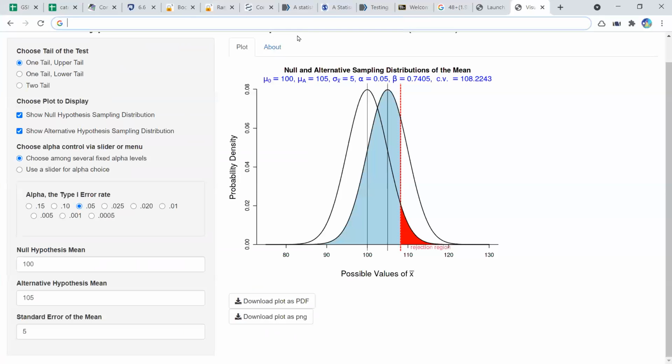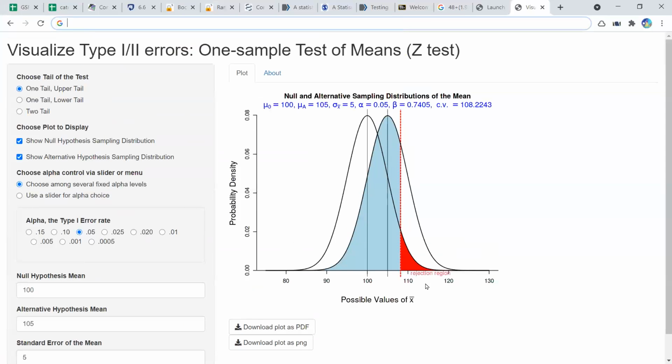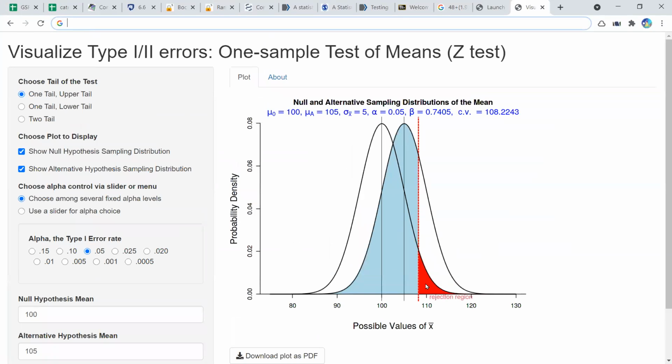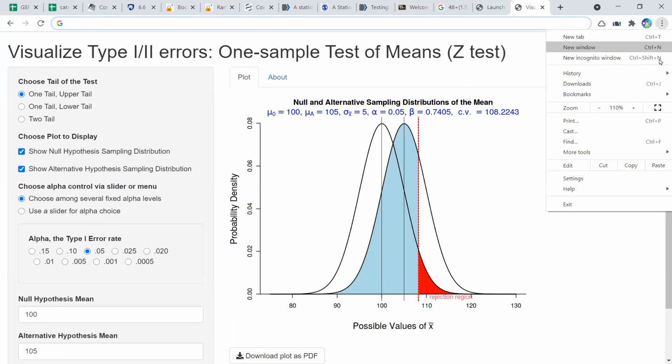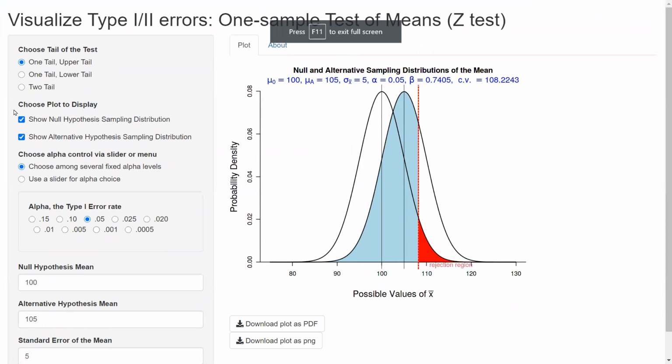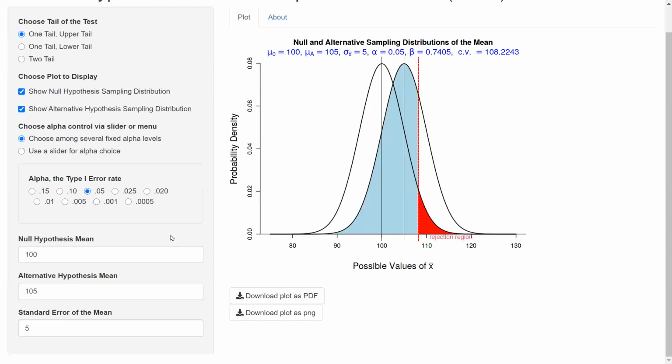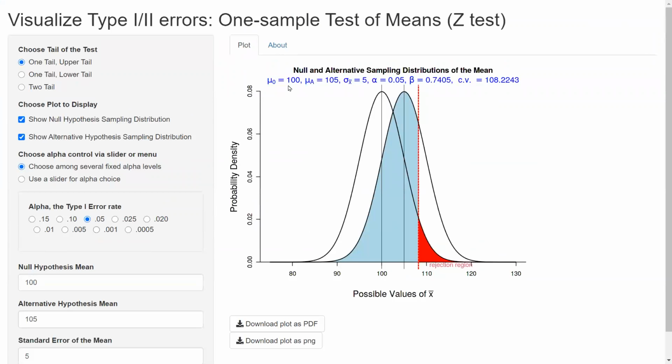Let me increase the size of this, and I'll take you on a tour of this Shiny app that helps you visualize type 1 and type 2 errors. Just like the Shiny apps you've seen so far, there is a left-hand panel with various controls and options, and a right-hand panel that visualizes the output of the options you chose.